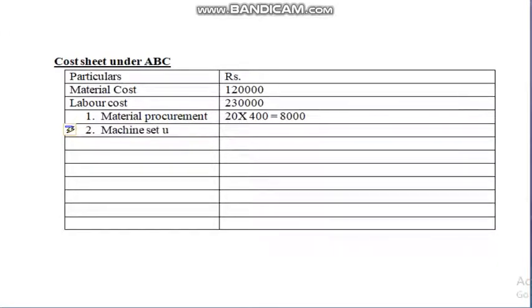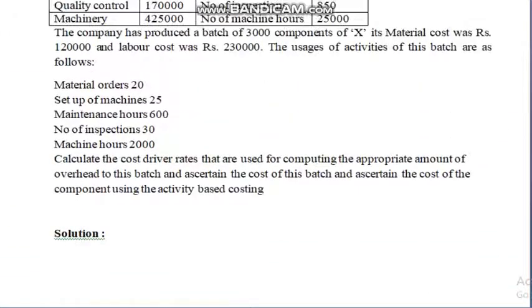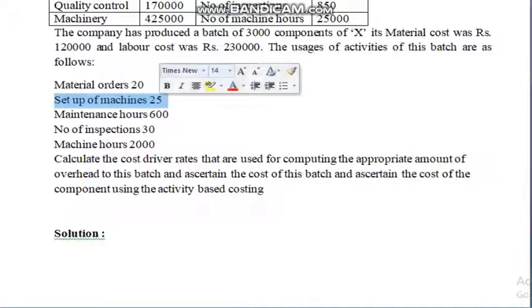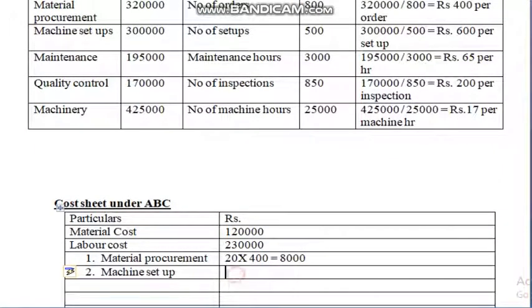Machine setup. Here the number of machine setups is 25. So 25 multiplied by the cost per setup, which is rupees 600 per setup. 25 multiplied by 600 is 15,000. So setup cost is over. The next one, maintenance cost.